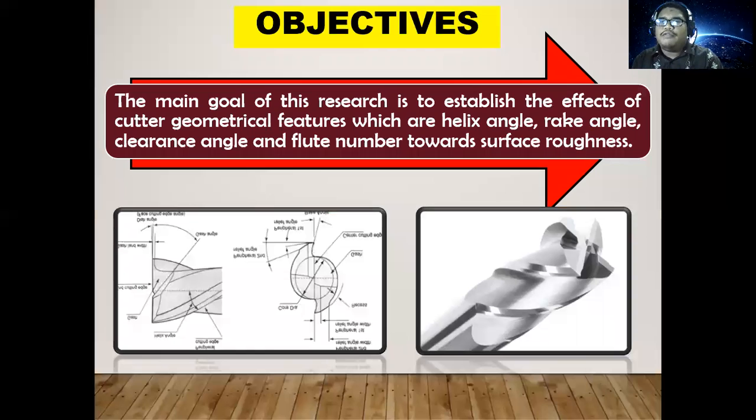The main goal of this research is to establish the effects of cutter geometrical features, which are helix angle, rake angle, clearance angle, and flute number, towards surface roughness.